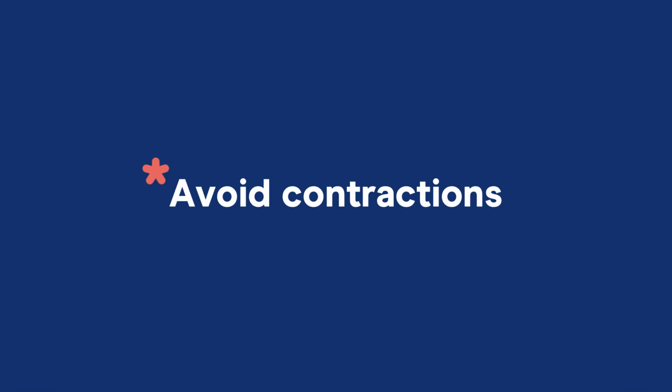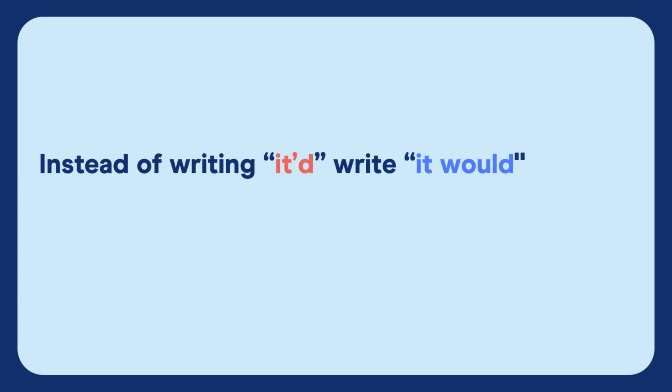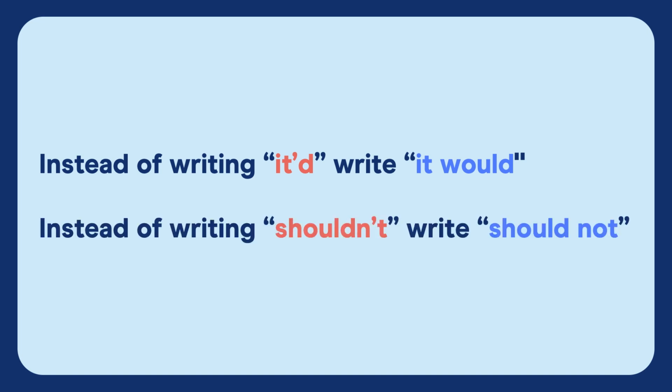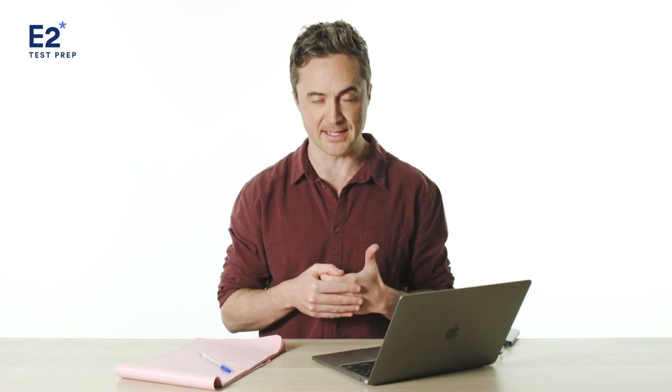Number 6, avoid contractions. This one is pretty straightforward. So when you're looking at two words that could become one word through a contraction, simply don't do it. Take a look at these examples. Instead of writing it'd, write it would. Instead of writing shouldn't, write should not, etc. In other words, expand out those contractions in your PTE academic essay.